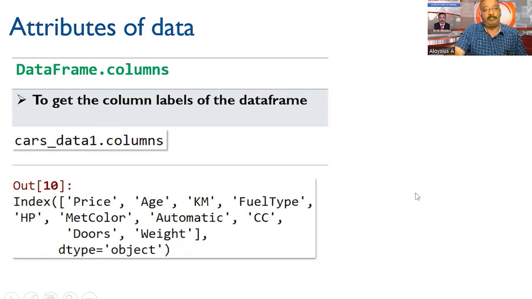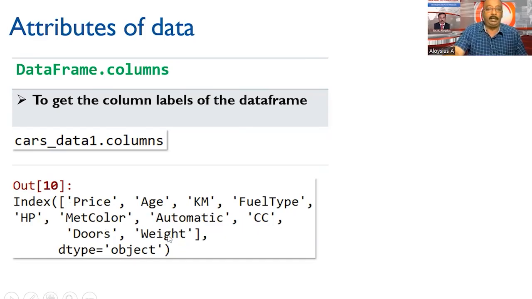The next attribute of data is columns. Now that you have found out how many rows, to find out how many columns and what columns are available, we are going to use DataFrame.columns. To get the column labels of the data frame, use cars_data1.columns. If you execute this particular command, you will get the columns available. The column names are going to be Price, Age, KM, FuelType, MetColor, Automatic, CC, Doors, Weight.